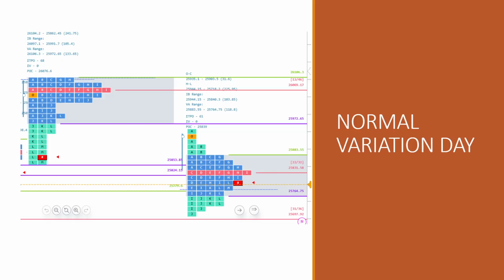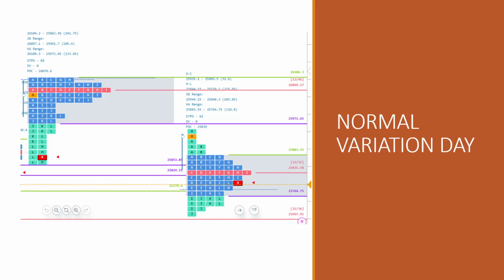So here you can see market opened inside the spike, and it was not broken, and it came down. So that itself was giving an indication of bearishness, and it was opening outside the previous day value area towards the lower side. So it was going to form a normal variation kind of day.